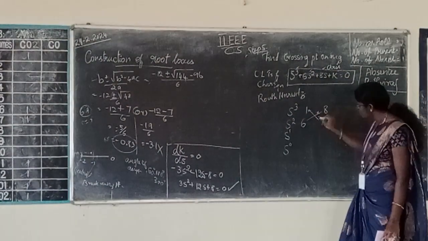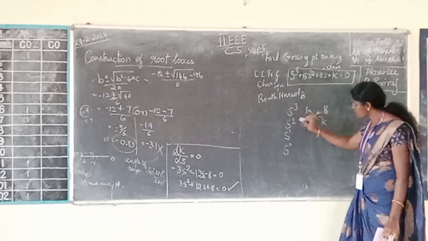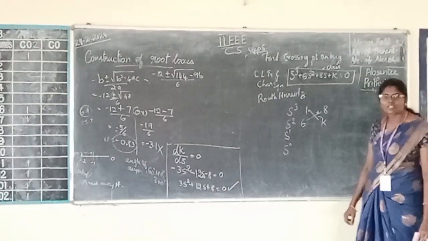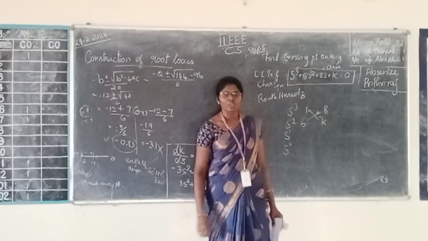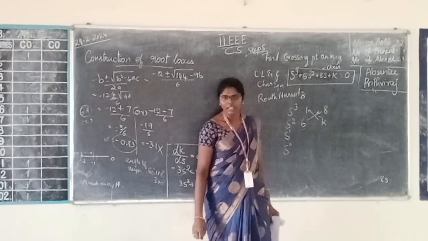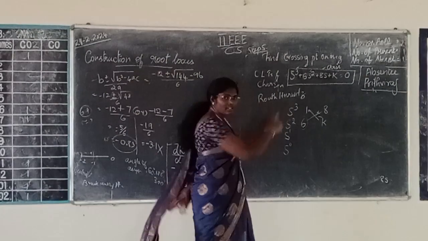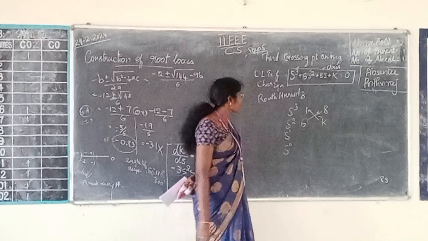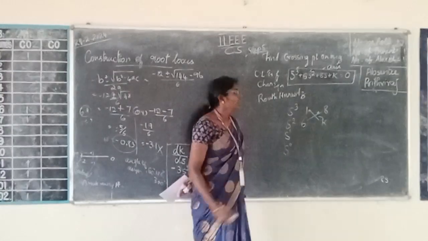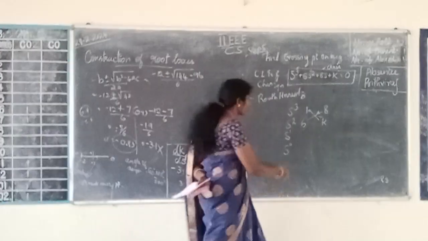Minus of this divided by this one. This is the Routh-Hurwitz criterion, which you might have studied in your maths for solving the characteristic equation. Just remember this. This is what you are going to do.